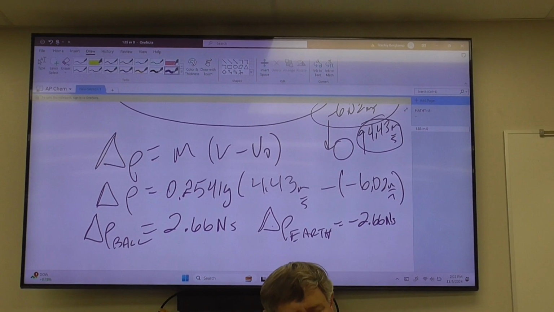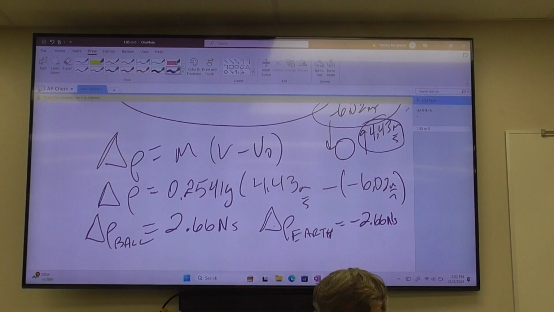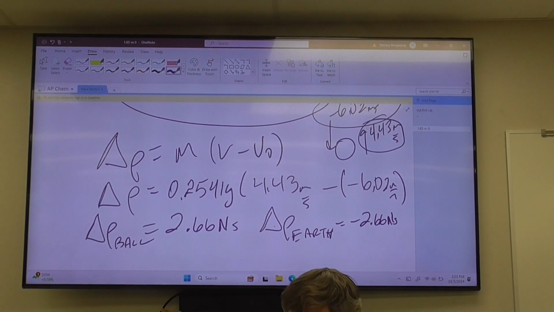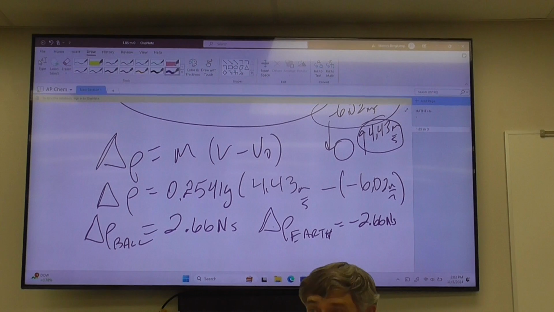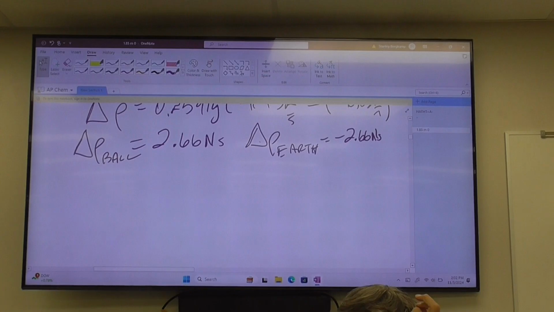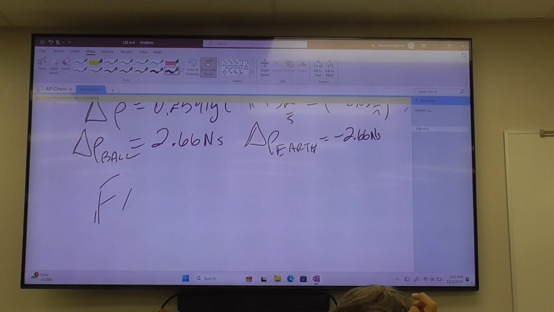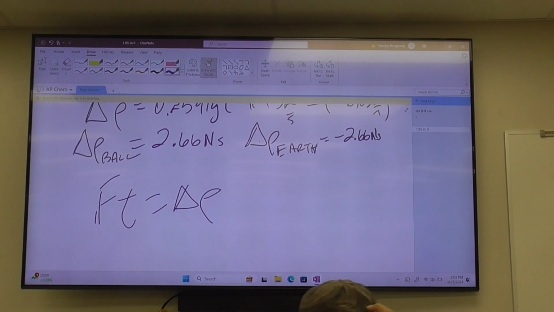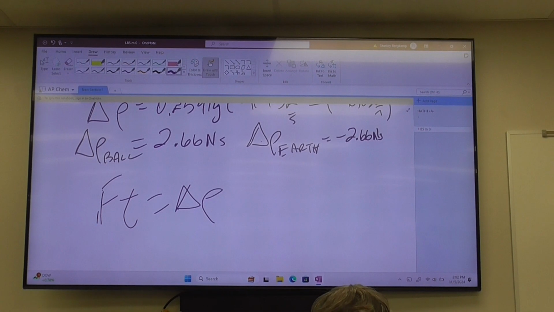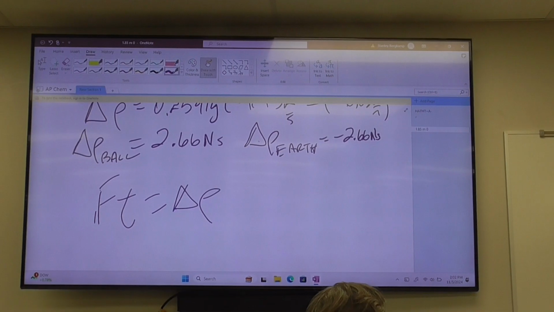So at this point, knowing the time, could you calculate the force acting on the ball? Yes. Force times time equals change in momentum. True? Now, before you do any calculations at all, is the sign of the force acting on the ball going to be a positive or negative value? Why?